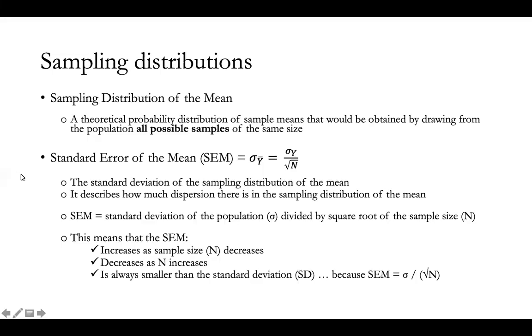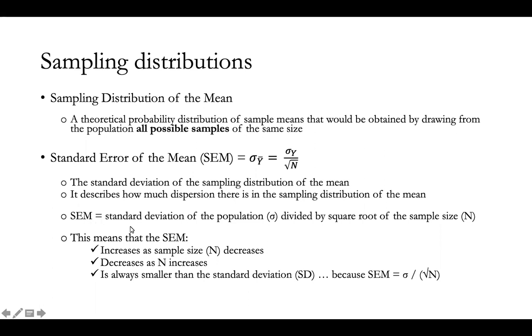And related to this is a measure that we're going to call the standard error of the mean. Because we know that a sample is going to have some discrepancy, we want to have a sense of how much confidence we should have in our estimates and the statistics that we're going to calculate using data. The standard error of the mean is a measure of the standard deviation of the sampling distribution of the mean. What does that mean? Well, it describes how much dispersion there is in the sampling distribution of the mean. And because this is a formula, we can actually calculate the standard error of the mean.